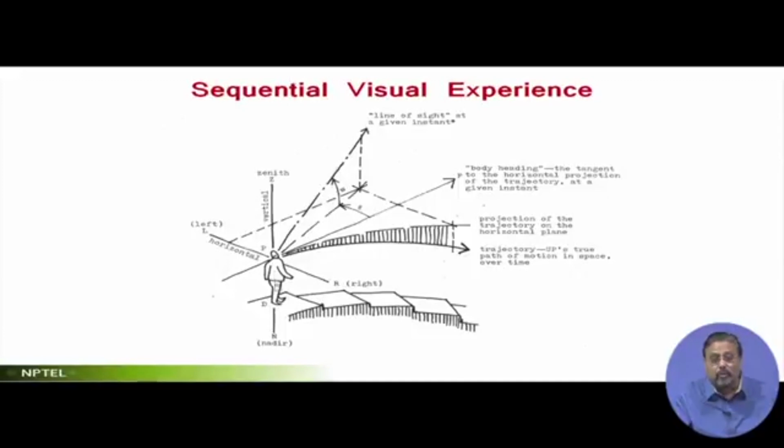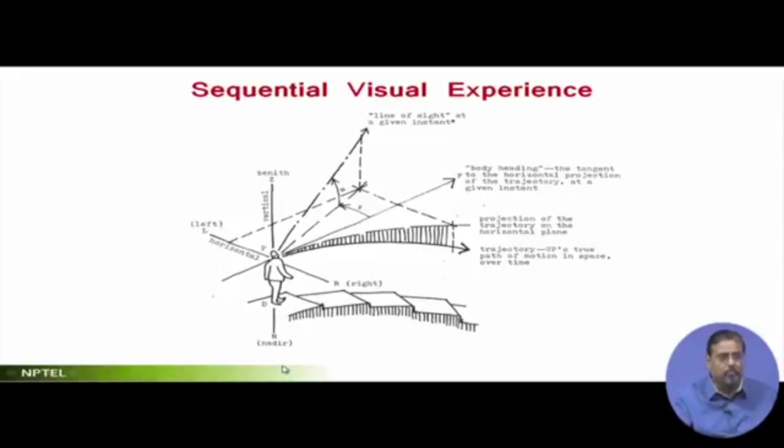If you stand at this particular point, and this is the path which is also stepped and turning towards the right, then this is your eye point, this is your feet point, and the top direction is called zenith and the lower direction is called nadir.